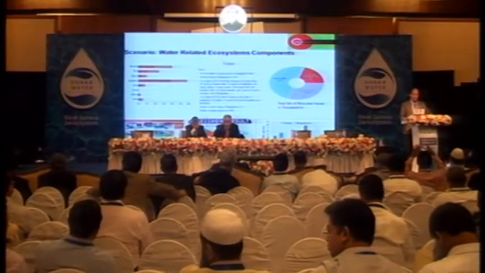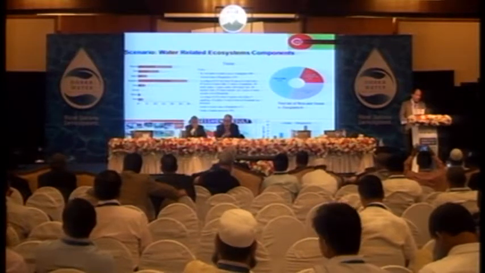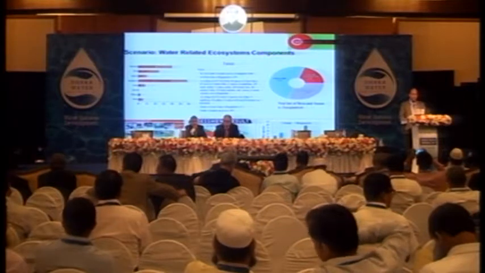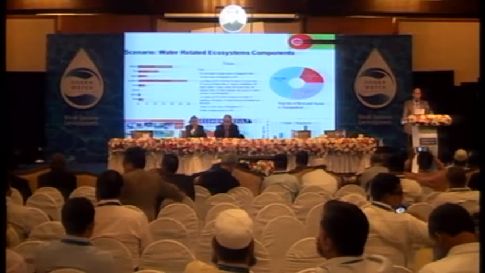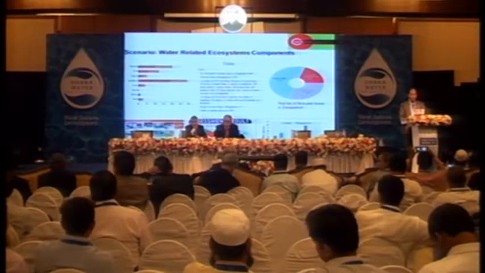This is a scenario of water-related ecosystem components. You see some fauna, the total number of species in Bangladesh is 4,469, and some vertebrate fauna here is 1,597. According to IUCN, some are already threatened and some are extinct. On the left side top, you see some mammals and birds are near threatened. On the top right, you see the vulnerable and critically endangered percentage.